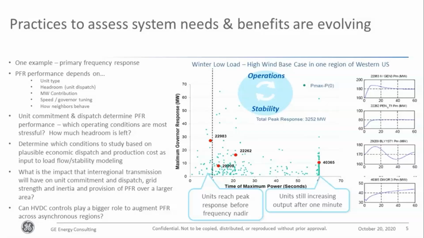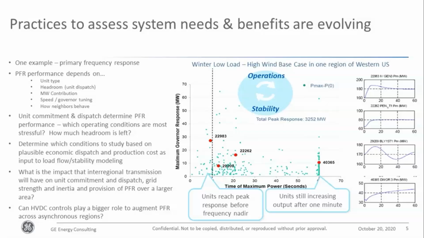The plot that I have on the right is actually out of one of our studies we did some time ago in ISO in the West that shows the different pro forma of frequency response out of each unit, each online unit at the time. You can see we're comparing the maximum governor response where each unit peaks relative to the time it takes for it to get to its peak response. And there's a wide variety of peak responses out of each unit.